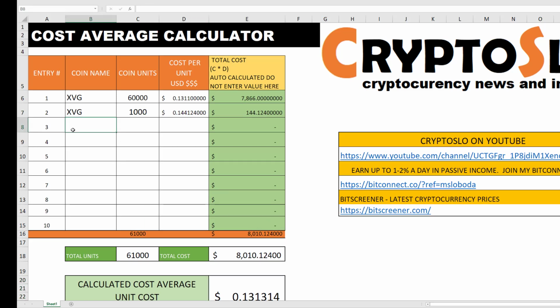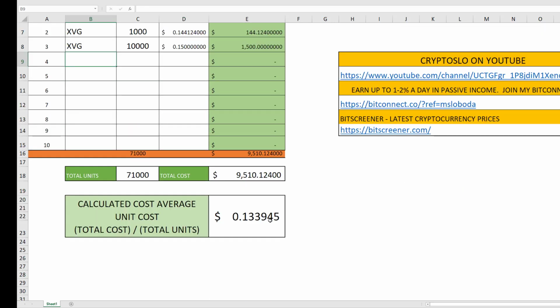So let's just say, for example's sake, I went ahead and bought another batch of Verge. So let's say I got 10,000 shares at a price of 0.15. Makes my new cost average 0.133945.